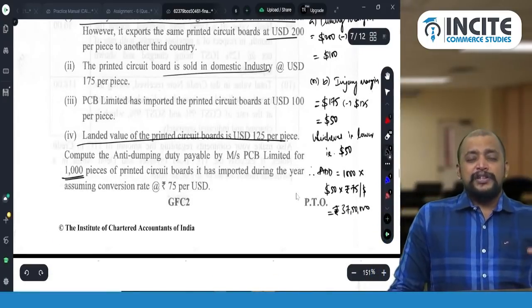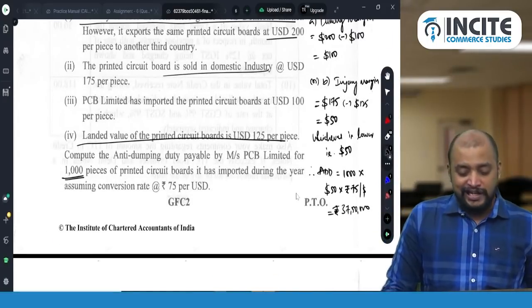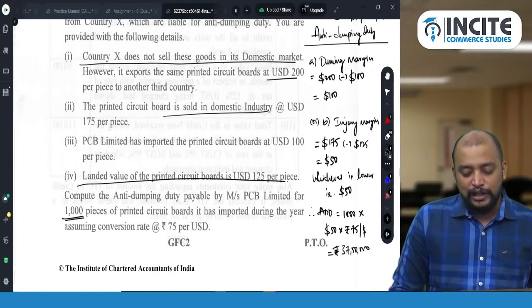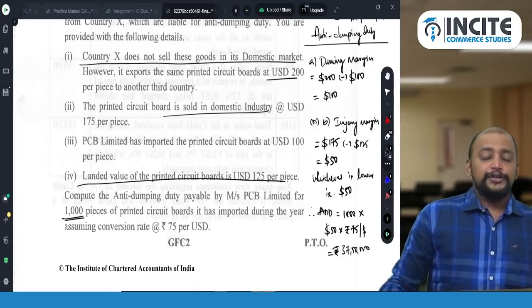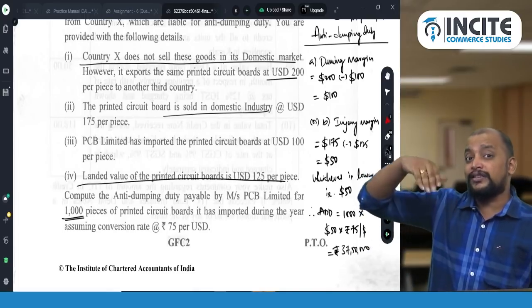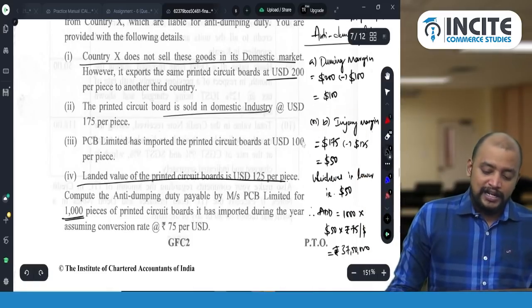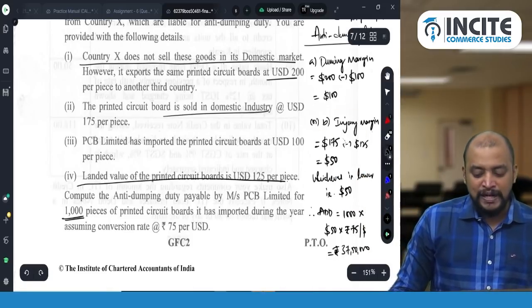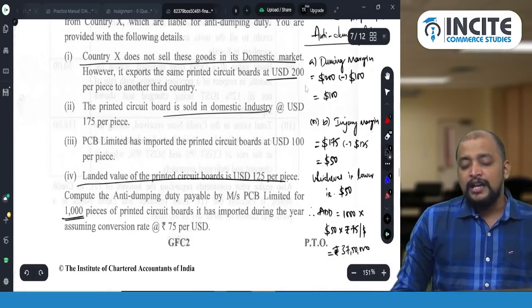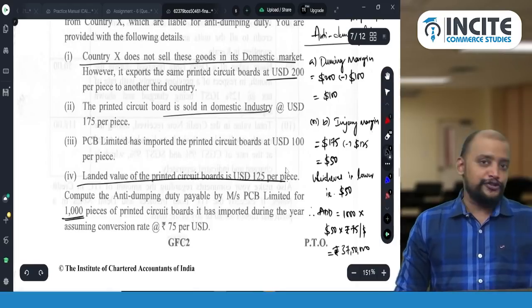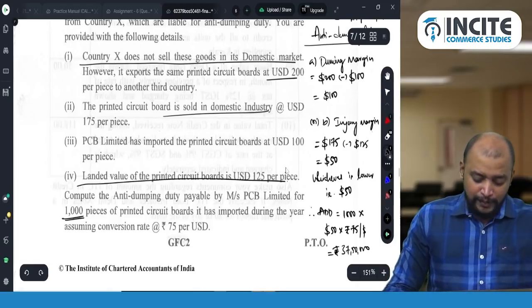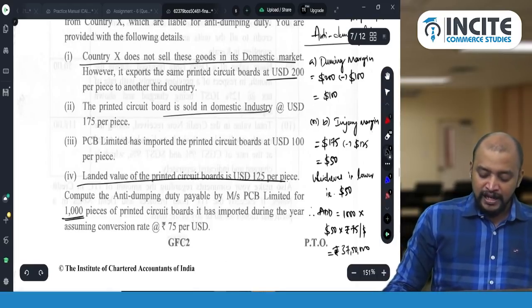Just one point you need to know here: if the selling price in the local market is not available, then the price at which they export to a third country should be taken, not to India, a third country. Many students have done the injury margin but missed out the dumping margin, because of which they have not got the marks. Please be careful with respect to this.